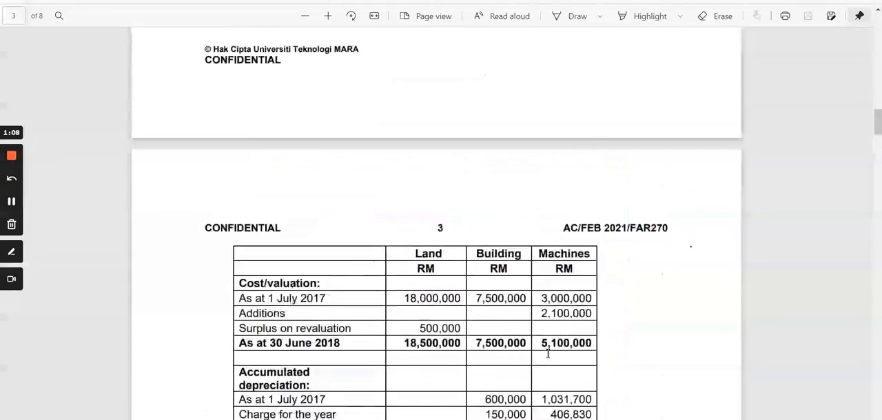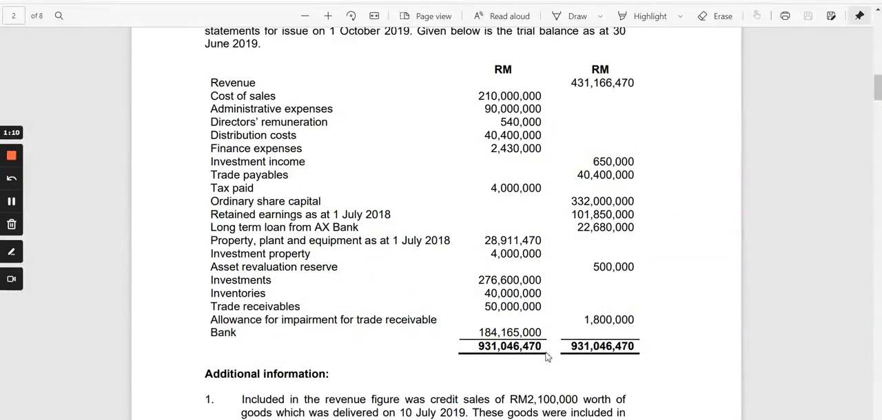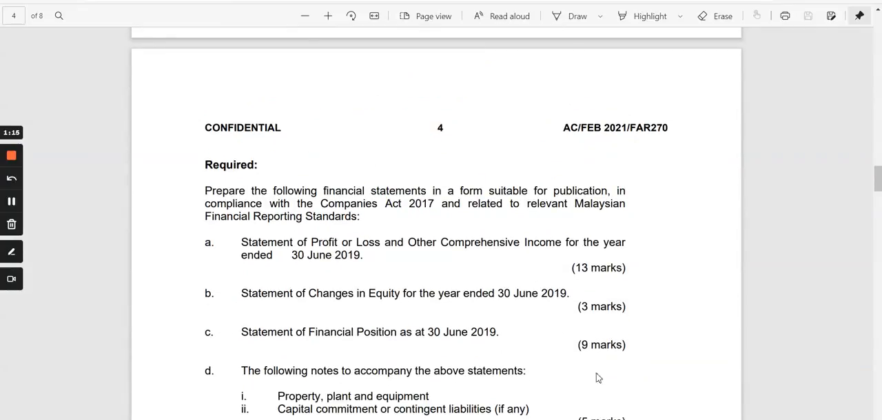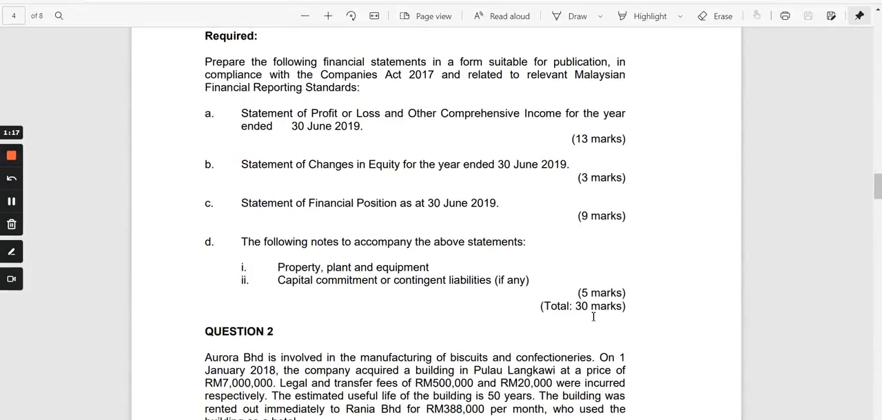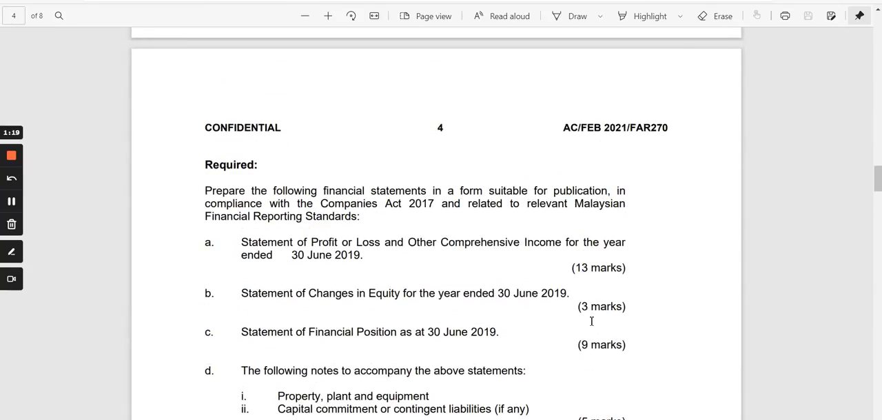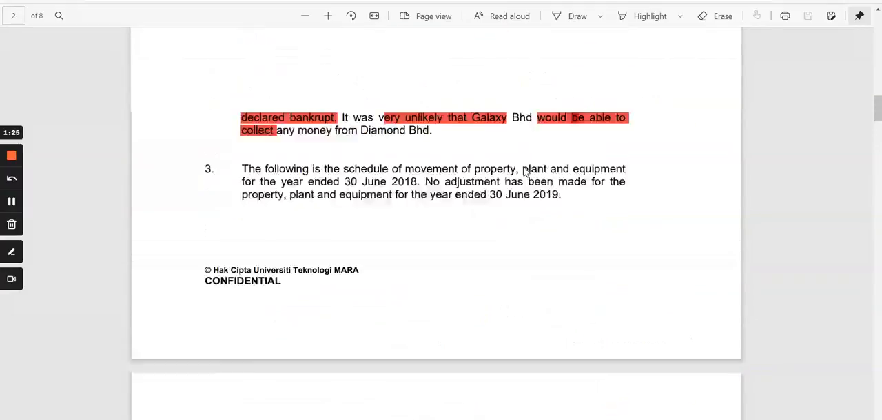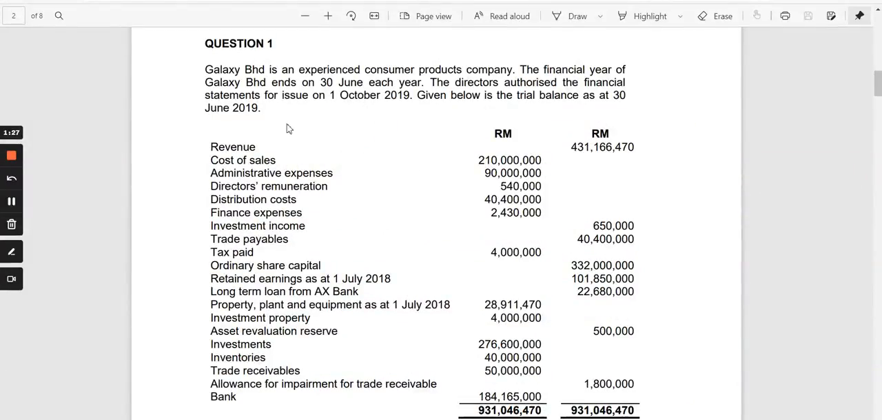And we are doing this question. If you can see, there are marks allocated for this particular question. It's 30 marks. So for 30 marks, you should be spending around 54 minutes. So let's look at the question first. This is a question where you are given a company called Galaxy, and we know the requirement just now. You are asked to prepare that.